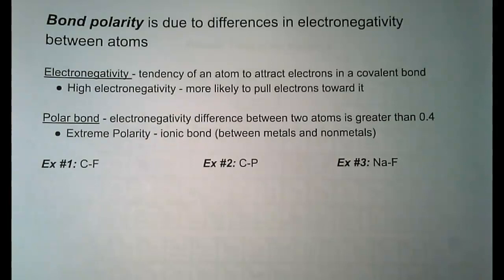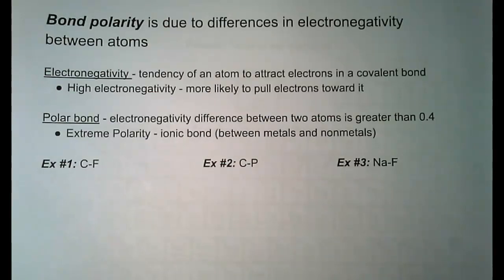So the first thing we look at is bond polarity, and bond polarity is due to differences in electronegativity between atoms in a bond. And electronegativity is just the tendency of an atom to attract electrons. So some atoms are better at pulling electrons towards them than others. And generally speaking, more electronegative atoms are seen further to the right on the periodic table. And fluorine is actually the most electronegative atom on the periodic table.